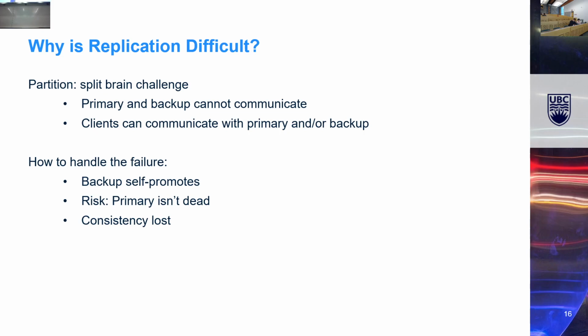So our risk of having a backup self-promote is that the primary might not be dead, in which case now we end up with 2 copies of our database and they're no longer consistent. I hate when that happens. You ever had a file you kept on here and then you edited it there and then you couldn't remember which one was which and then you're using cloud storage and it just marks them as conflicted? Yeah, I know how it feels.